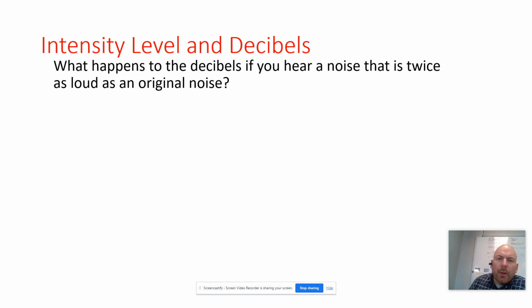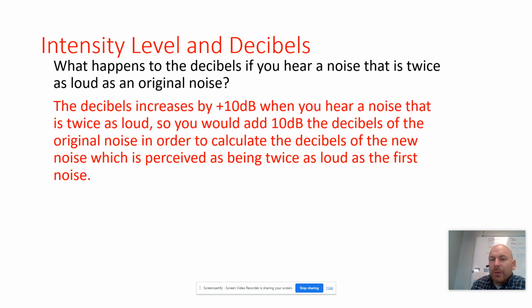So what happens to the decibels if you hear a noise that is twice as loud as an original noise? We're having the same question again, but this is asking in terms of what happens to the decibels. So you would actually add 10 rather than multiply by 10. You add 10 to the decibel reading of the first sound. So when you think, whoa, that's twice as loud, the decibel reading is actually the original plus 10. So there you go.